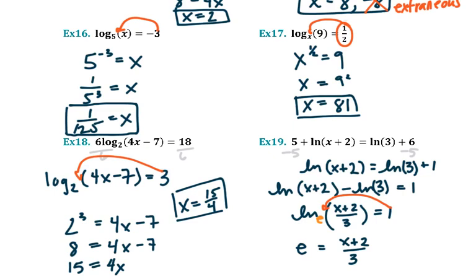So now, again, we're just trying to isolate x. We're solving for x. So I'm going to multiply by 3 and then subtract 2. So I end up with x equals 3e minus 2. And that is my exact answer. Of course, I can type this in my calculator, and I'll get that it's approximately 6.15. And then at the end, we always remember to check, and in this case, 6.15 does check in the original problem.